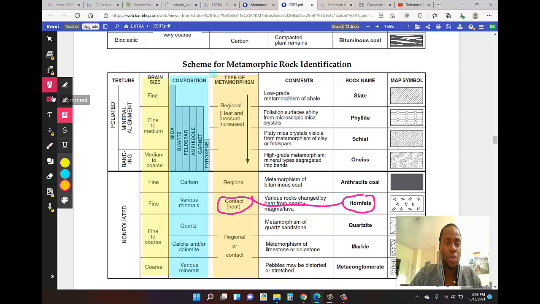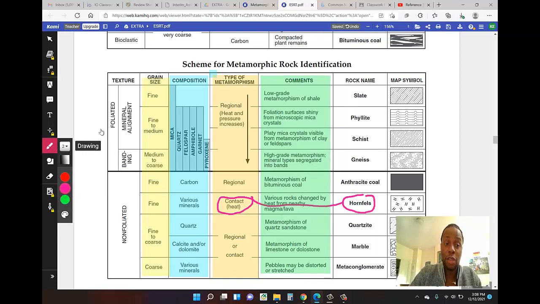The next column we will talk about is comments. So comments just gives you a little more information about the grade of metamorphism, especially for the non-foliated ones.